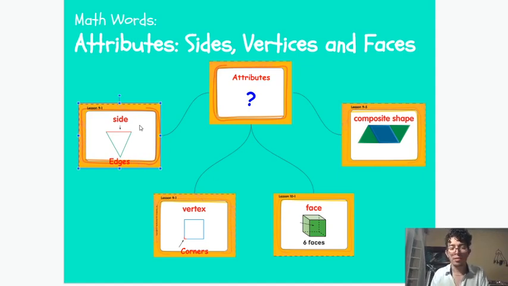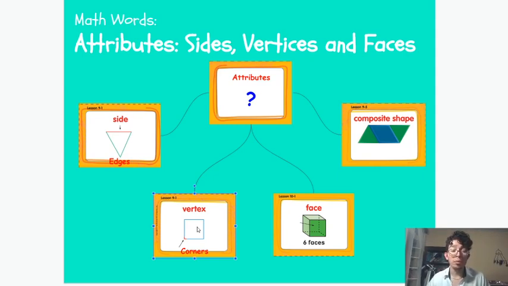13 and 14. This shape has 14 edges. Esta figura tiene 14 bordes, or 14 sides, o 14 lados. Okay? Now let's see vertex. Ahora miremos vértices. Vertex can also be called corners. A los vértices también les decimos esquinas.